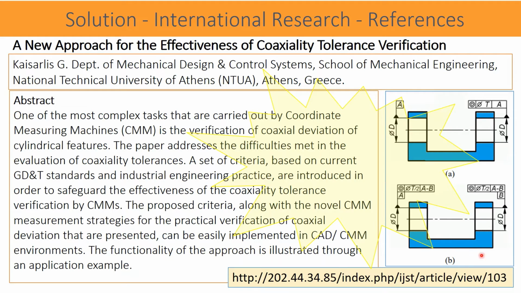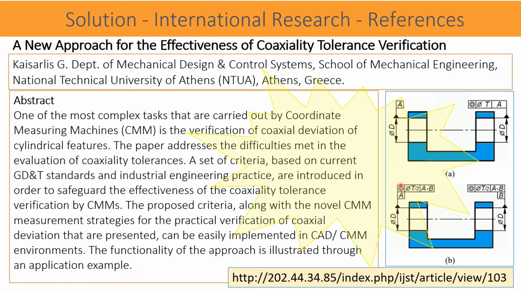In figure A, the coaxiality tolerance of the right hand side cylinder is given as T with reference to datum cylinder A. The figure A drawing is suggested to be modified like figure B. In this drawing, a common datum A-B is created passing through both RHS and LHS cylinders.